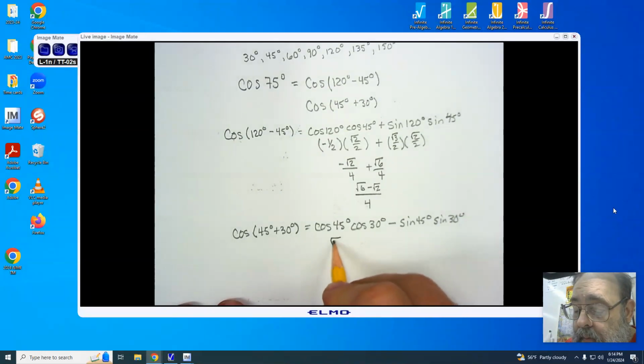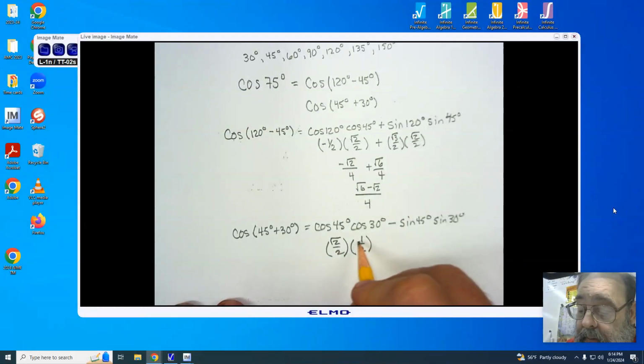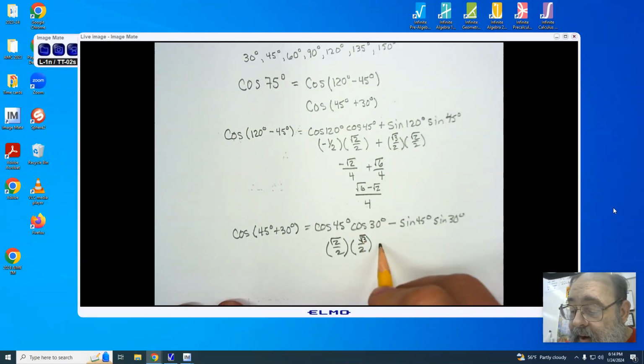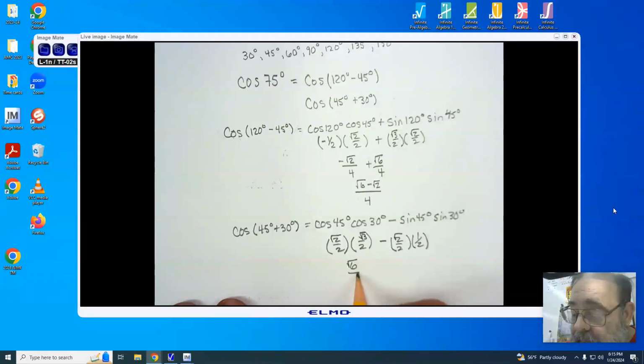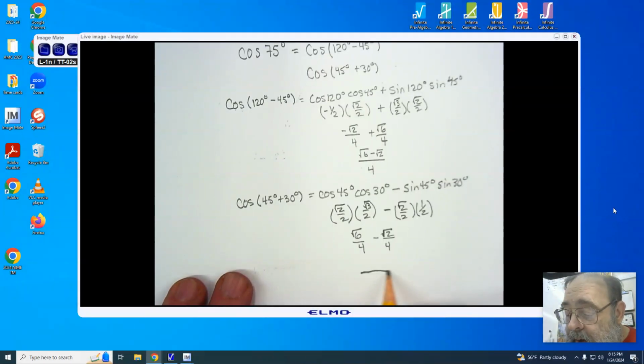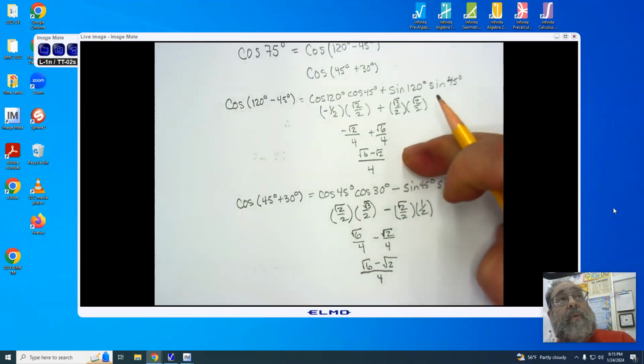Notice we have root 2 over 2. We have 1/2. Root 3 over 2. There we go. Then we have minus, and I have my sine, which is root 2 over 2, and I'm multiplying by the sine of 30 degrees, which is 1/2. I end up getting root 6 over 4 minus root 2 over 4, and because they have the same common denominator, I can put them both over 4, putting the larger square root piece inside first, followed by the smaller, all over 4. Notice that these are both the same answer.